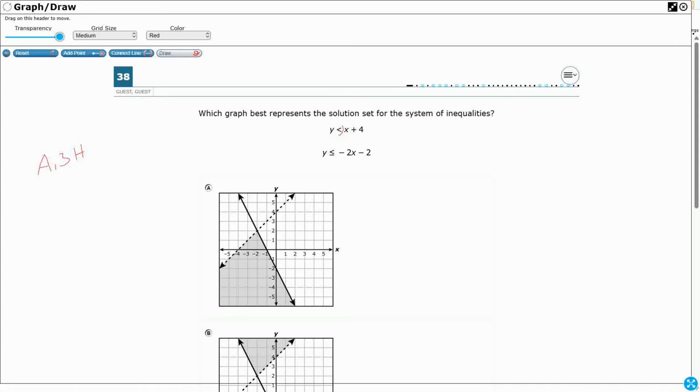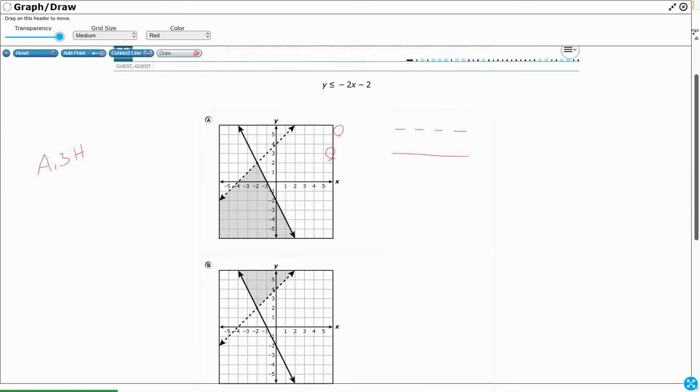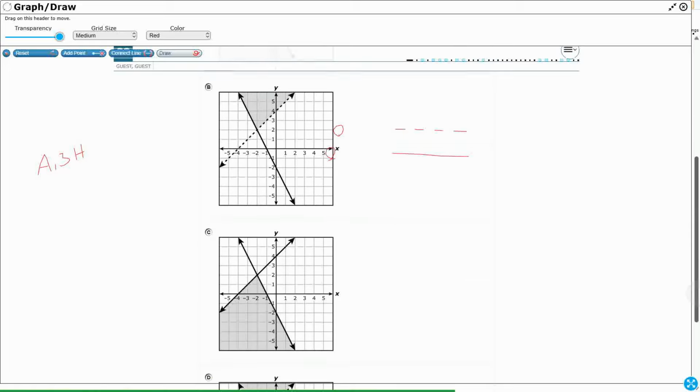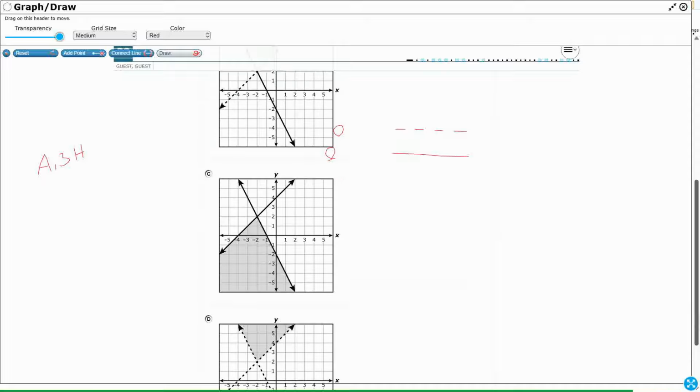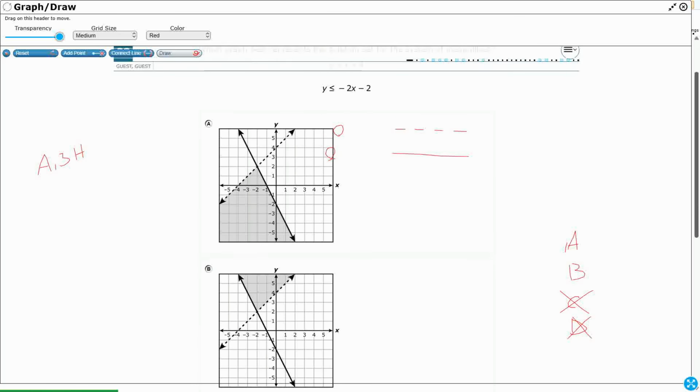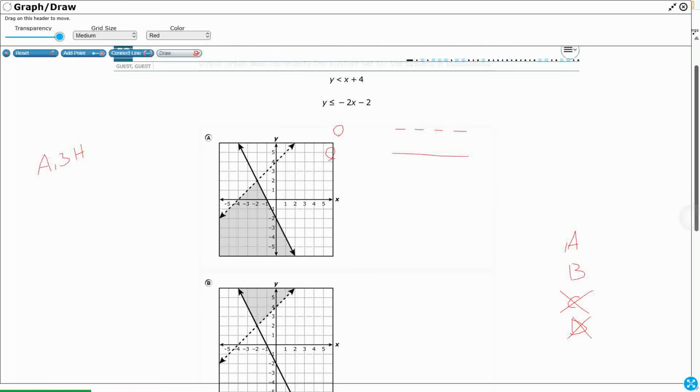Look, I've got one of them is a less than, one of them is less than or equal to. So when I'm looking at less than, I need to look at a dashed line. Less than or equal to needs to be a solid line. So I'm looking for graphs that have one of each. All right, A could work, B could work, but look at C, two solid, gone. D, two dashed, gone. So I'm just going to write like this. I'm going to say A, B, C, and D. These are gone. And since they're right there, I could go ahead and just bring those up so I can at least see them.